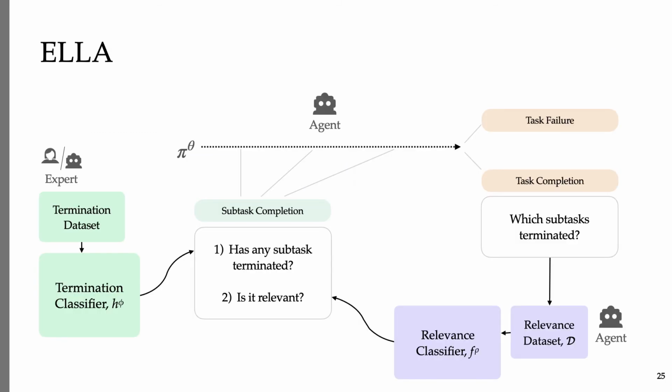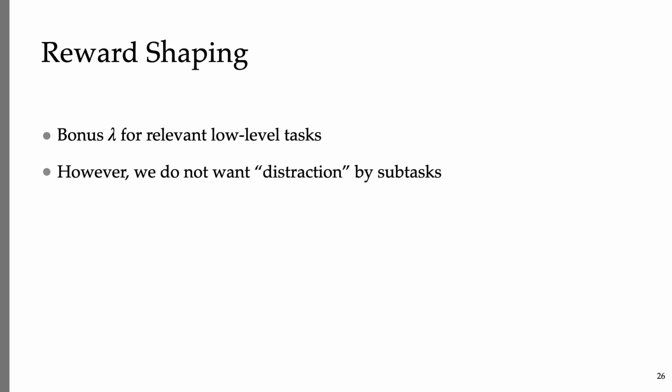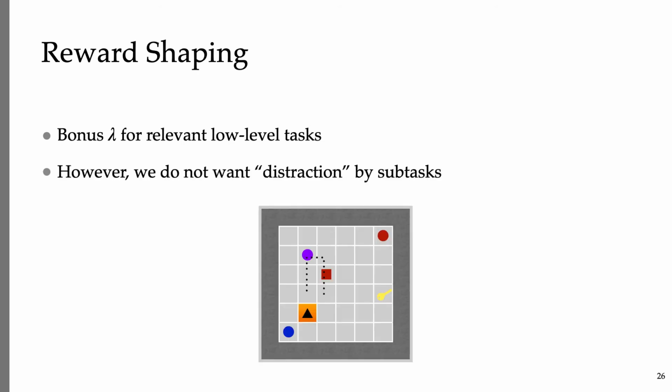To summarize so far, we have a way to determine when the agent completes relevant low-level tasks. We'll now discuss how to transform the reward function to incentivize completion of these low-level tasks. Specifically, we provide a small bonus lambda whenever a relevant low-level task terminates. But if we leave it at that, the agent will get distracted by the subtasks and cyclically complete them, accruing more and more reward. We can avoid this problem and problems like it, where subtask bonuses might change what the optimal policy is, via two design choices.